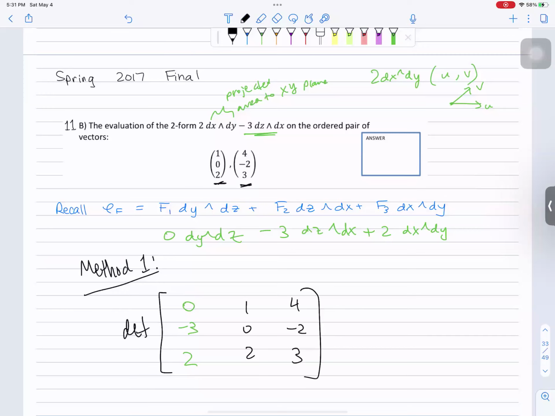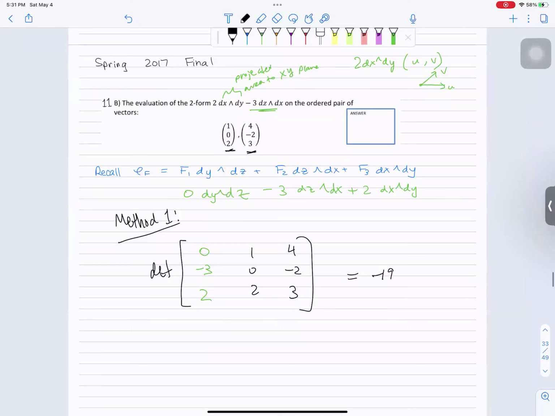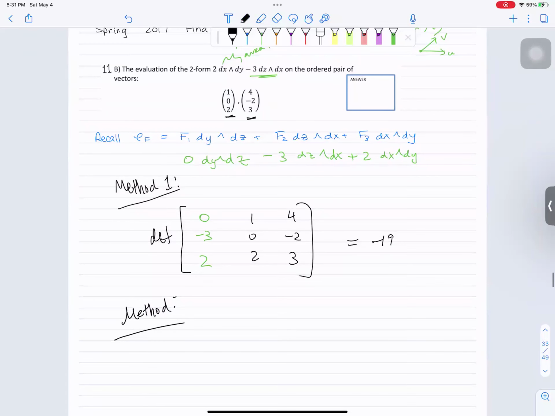And I take this determinant, and you'll get -19. That's one way. The other way is to do things more directly using only the forms language. So my 2 form is 2 dx wedge dy minus 3 dz wedge dx, right?